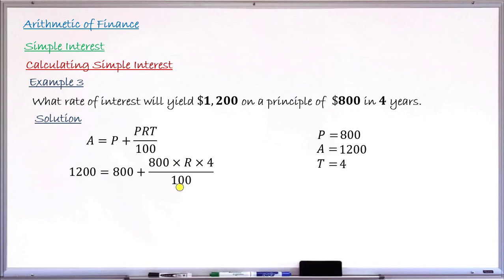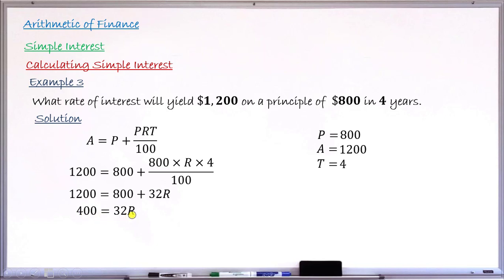So I continue. Simplifying this fraction, the two zeros in 100 will now cancel the two zeros in 800. So there you now have 8 times 4. This gives you 32, then times R is now 32R. Remember, we are targeting to get R, the rate of interest. So there we now collect like terms. The 800 shifted to the left-hand side becomes minus. So when subtracted from this 1,200, you now have 400. So 400 equals 32R.